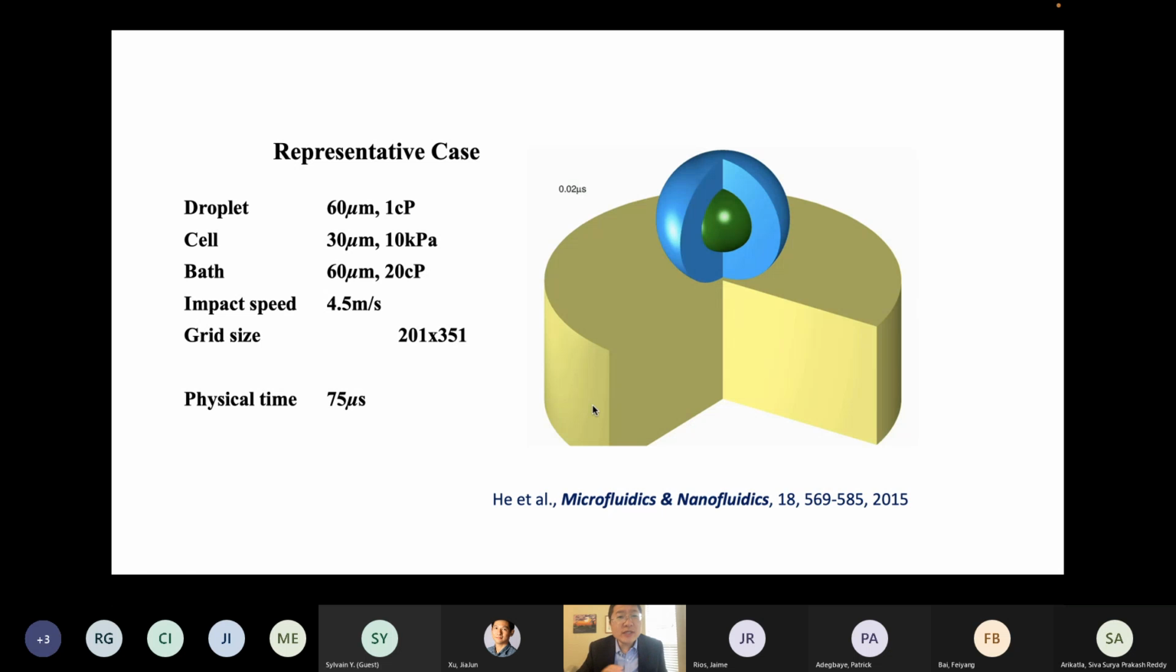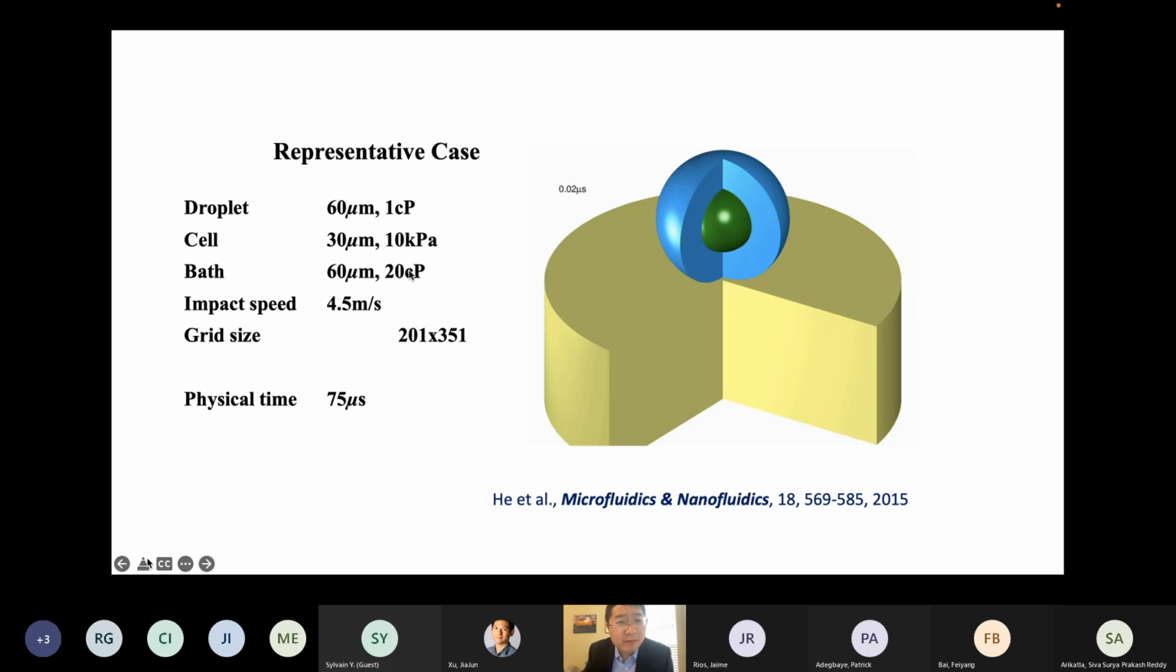Then the representative case should be exactly the same as the actual experiments, so we do this testing. We have a droplet of 60 micron. Its viscosity is 1 cP, the same as water. The cell is 30 micron, which is a typical size for a cell. The cell shear modulus is 10 kilopascal, which is regular. And the bath is large, right?